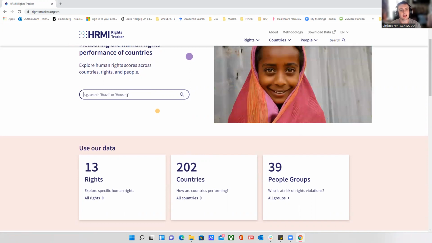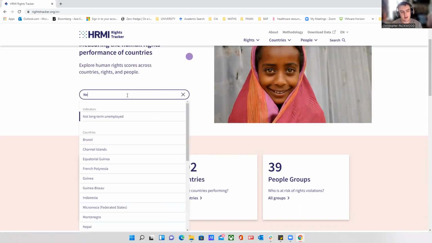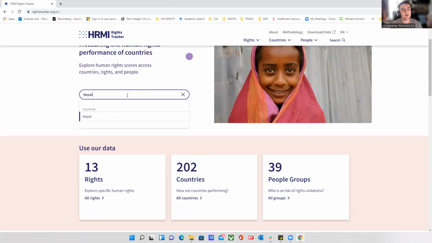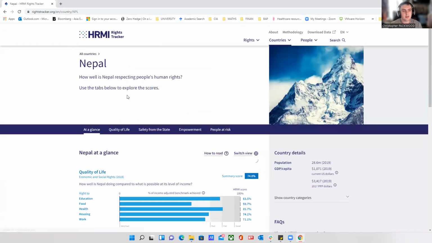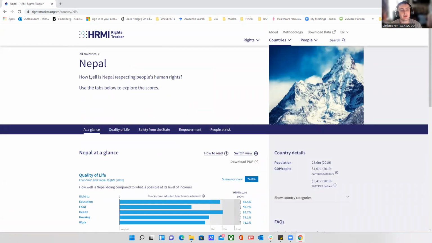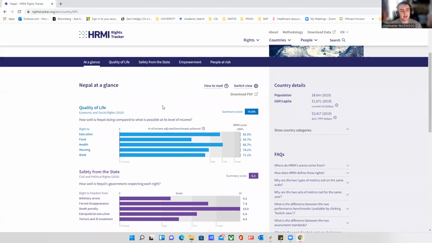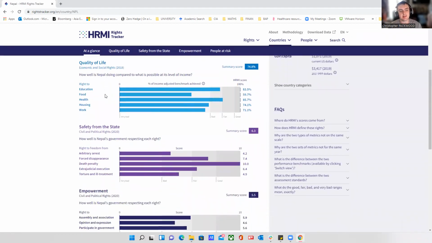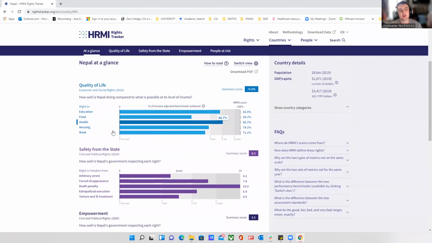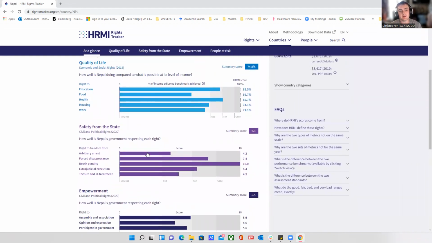So we're going to have a look at our country today, in particular to older people, and we're going to look at Nepal. So you'll type in the search box Nepal, and when you do that and go enter, it will bring you up to the Nepal page. And here we have an at a glance section where we first land. This will show us the summary statistics of the 13 rights, which are split up into 3 different sections.